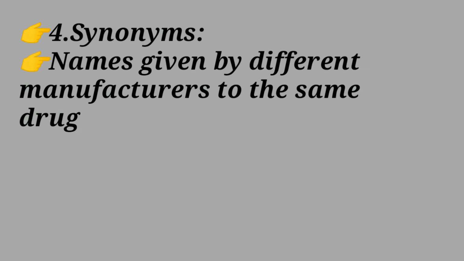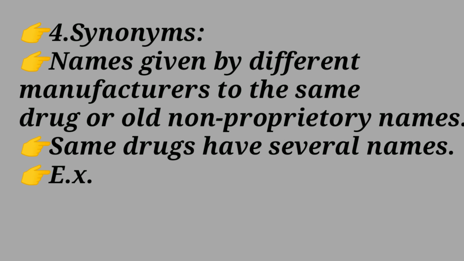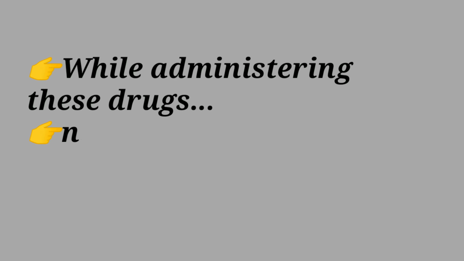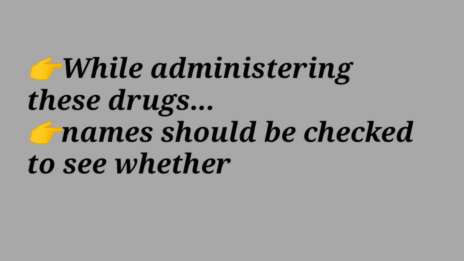Then next is synonyms. Students, these are names given by different manufacturers to the same drug, or old non-proprietary names. Same drugs may have several names. For example, diphenhydramine has 13 different names. Phenobarbital has 22 names. So while administering these drugs, the name should be checked to see whether the required drug is taken or not.